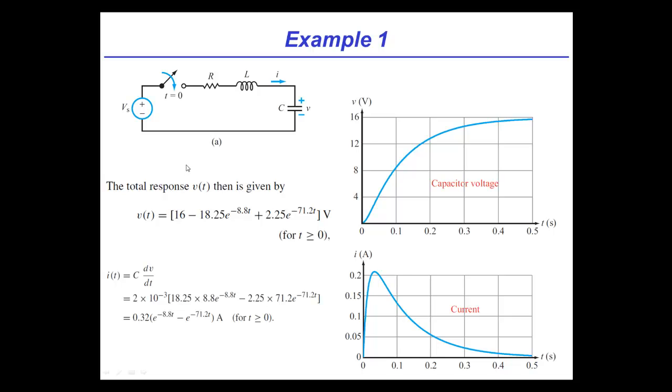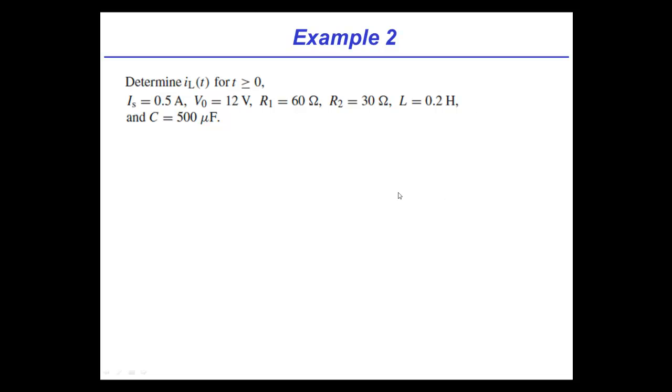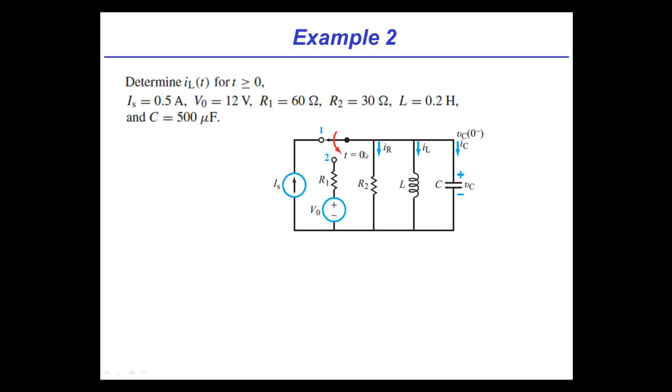Got it. Why don't we do one that's a parallel circuit? Okay. All right, so let's set up a parallel circuit, and here's the circuit that I'm going to use. And I'll point out some things about the circuit before we start. So up to time equal to 0, the switch is sitting in position 1. So it's been sitting there forever.